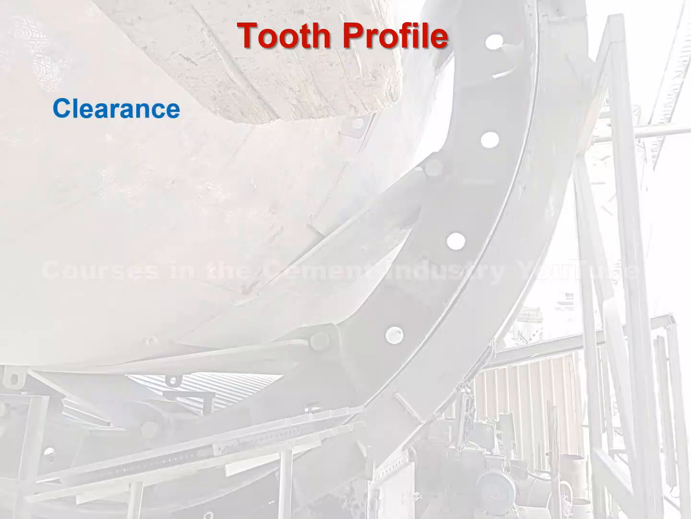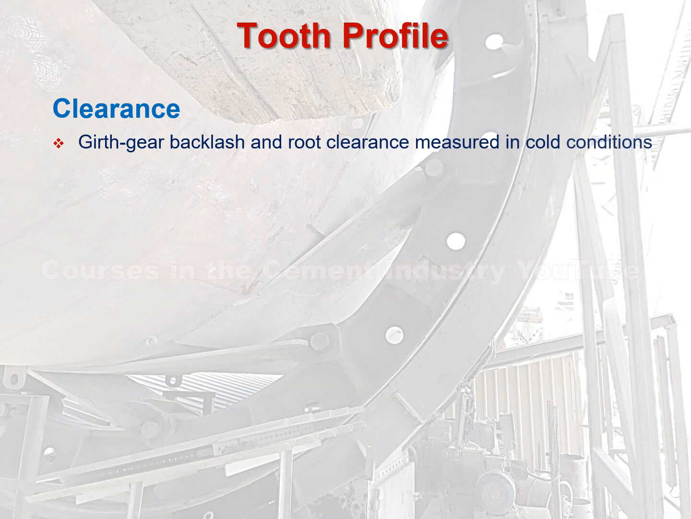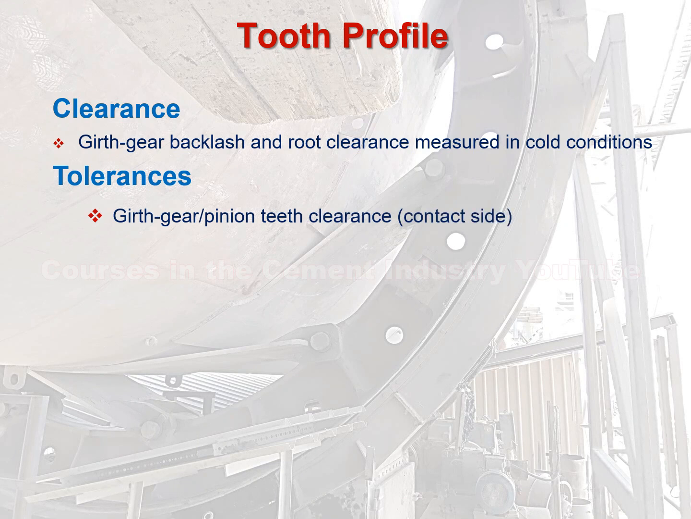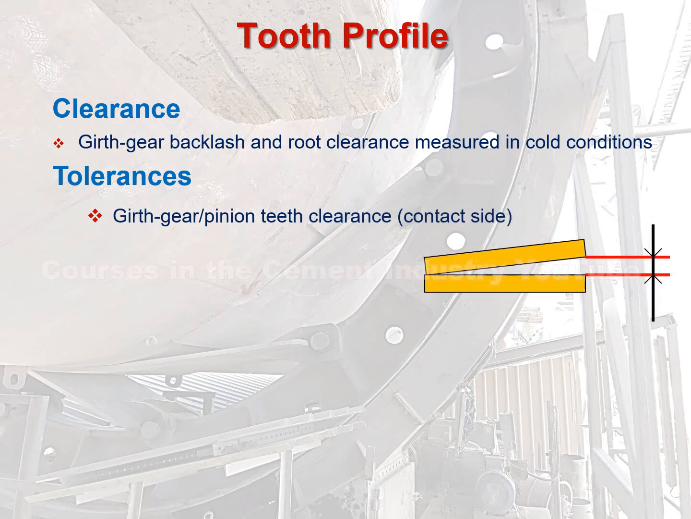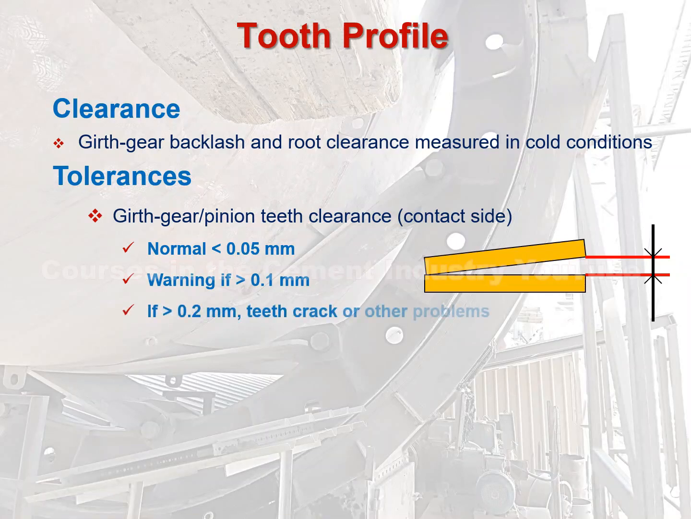Clearance. Girth gear backlash and root clearance, measured in cold conditions. Tolerances. Girth gear and pinion teeth clearance, contact side. Important note. 1. Normal, less than 0.05 mm. 2. Warning if more than 0.1 mm. 3. If more than 0.2 mm, teeth crack or other problems.